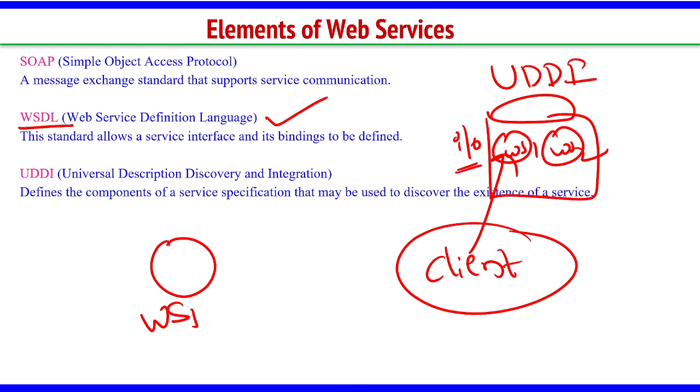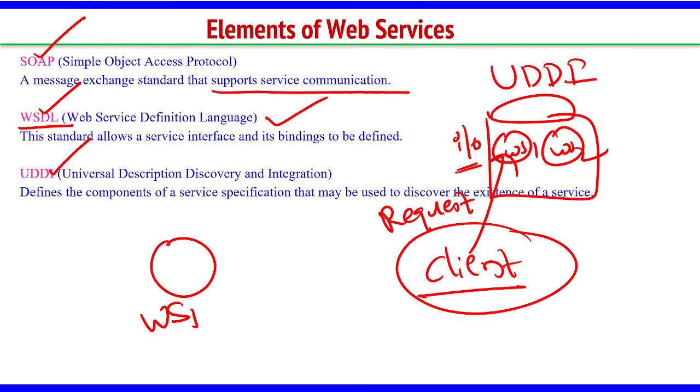And once the client understands the details about the web service, it has to send a request. That communication between the client and web service 1 happens through the SOAP protocol. It is a message exchange standard protocol that supports service communication. So, web services communicate with each other using the SOAP protocol. WSDL helps to understand what the service is about, what the input and output format are. And UDDI is the repository where you can store all the web services publicly.